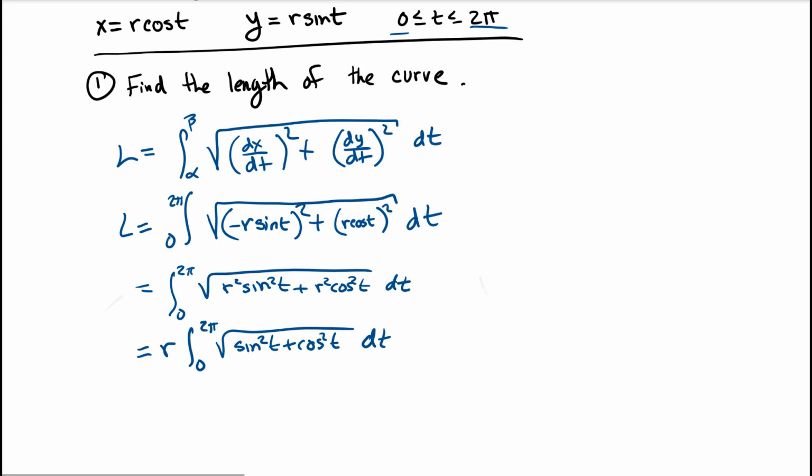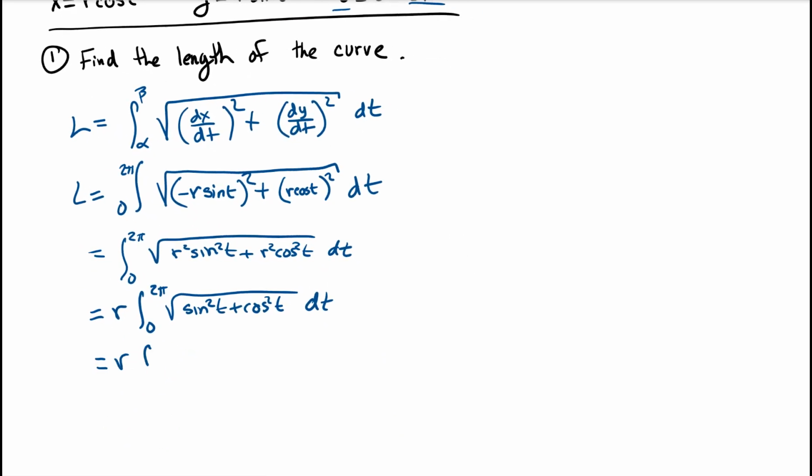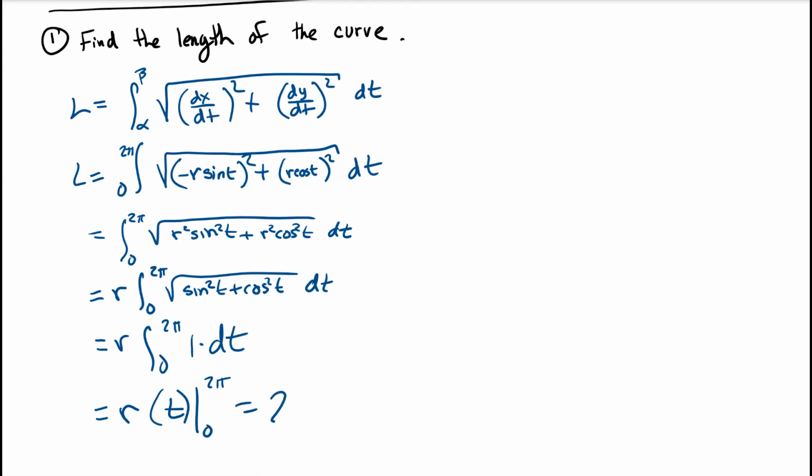We know sine squared plus cosine squared is equal to 1, and so it's r times the integral from 0 to 2 pi of the square root of 1. So that's just r times t evaluated from 0 to 2 pi. So this is going to become 2 pi r minus nothing. So, oh, weird.